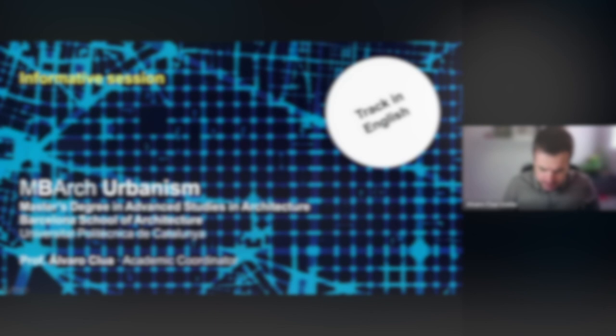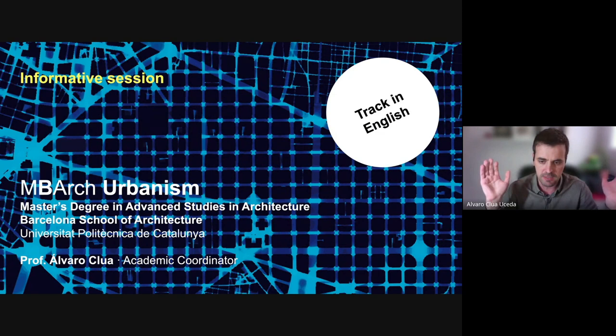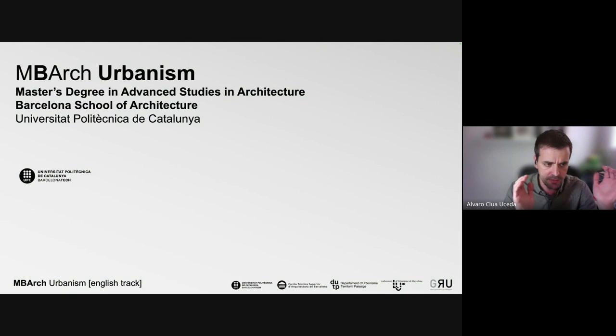The master in urbanism is part of a big master, which is called Master's Degree in Advanced Studies in Architecture. I hope you already know that. It's a master which has different lines, but our master is directly linked with the Department of Urbanism, Territory and Landscape in the Barcelona School of Architecture. This master is taught at the Universitat Politécnica de Catalunya. It's part of the School of Architecture in Barcelona.